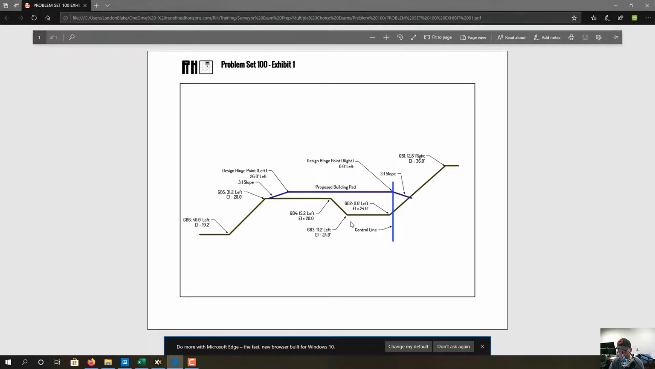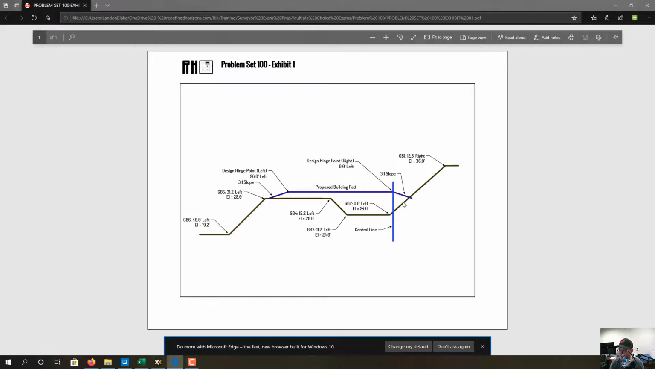All right, question 13. The steepness of which slope face controls the length of the pad slope on the right side of the pad? So here's the pad slope on the right side. Here's our control line. So everything on this side of the blue line is left. Everything on the right side of the blue line is right.